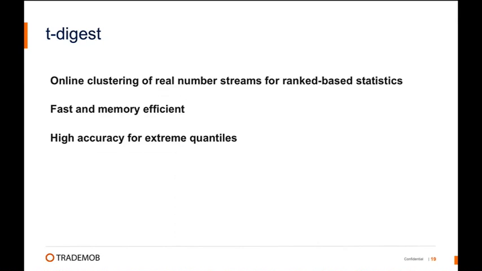It's basically an online clustering of real number values, and it has the purpose to create rank-based statistics such as quantiles. And by doing this, it's quite fast and memory efficient. And what's very important for us is that it has a very high accuracy for especially extreme quantiles. So in the very low end and high end, and that's usually the things we are looking at, of course.